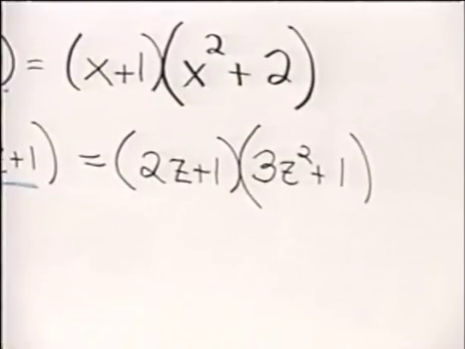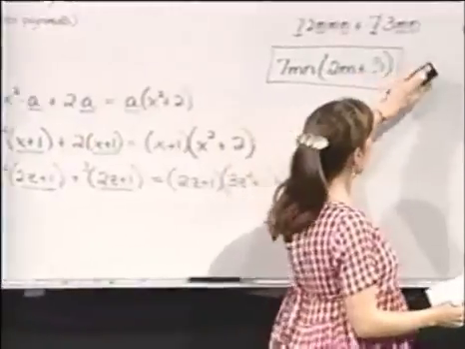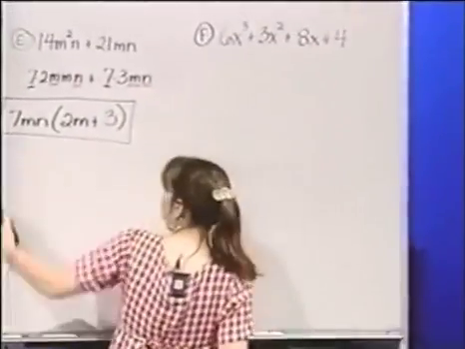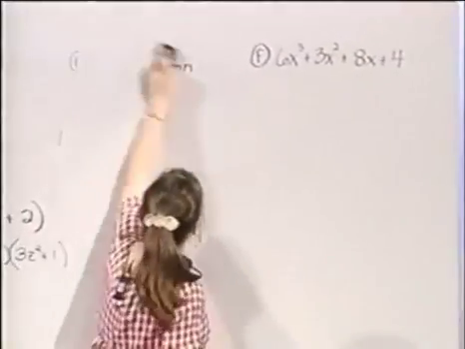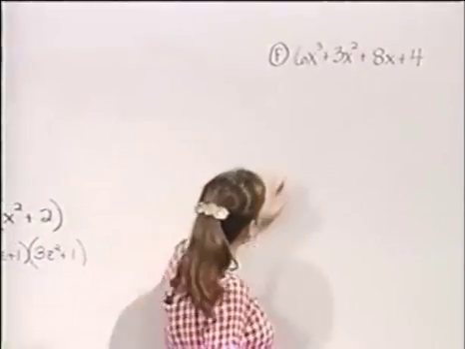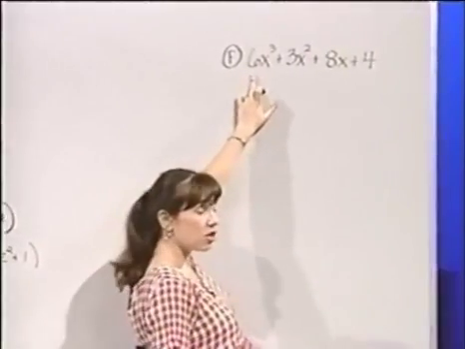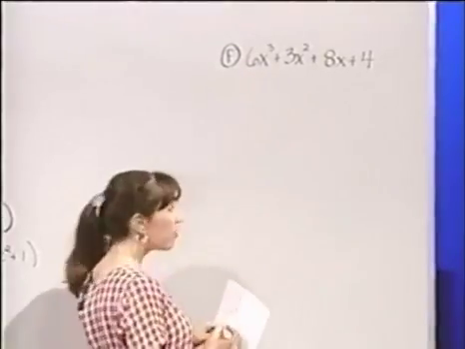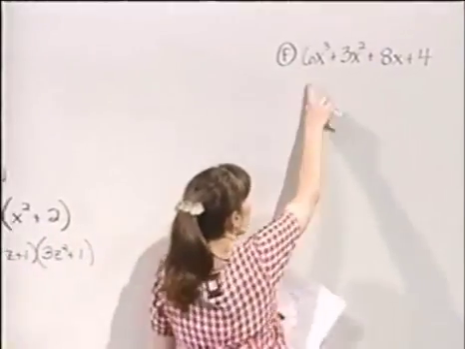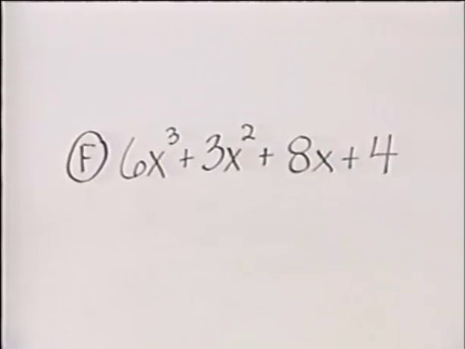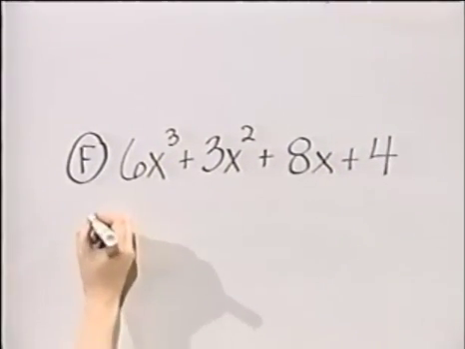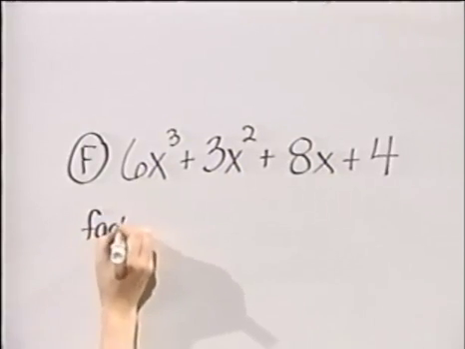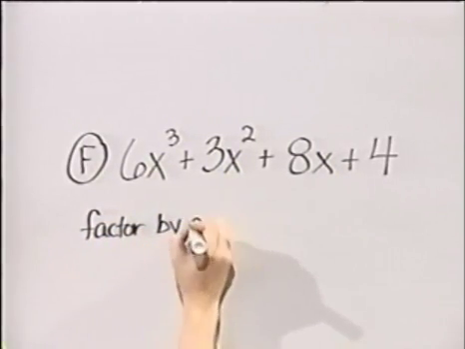All right. So let's now use that warm-up that we did there and apply it to polynomial number f, which was 6x cubed plus 3x squared plus 8x plus 4. This is a 4-term polynomial, and we couldn't take any factor out. So what we're going to do is factor by grouping. So let me write down factor by grouping.